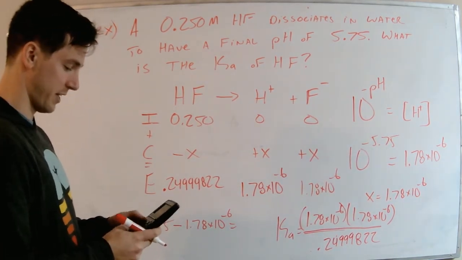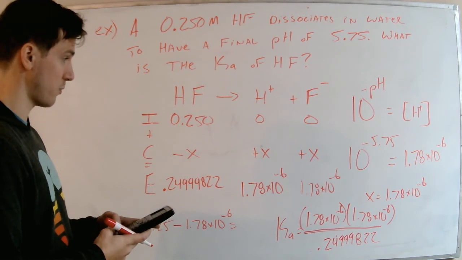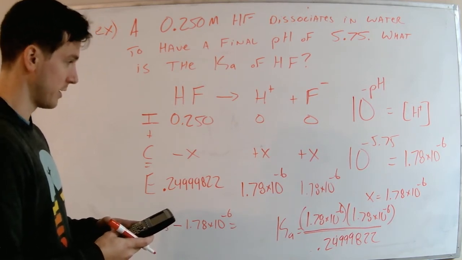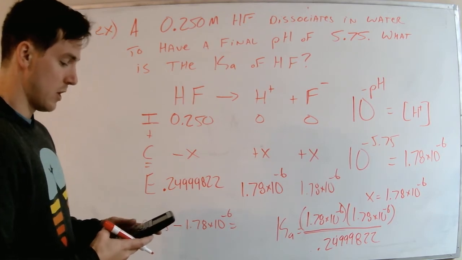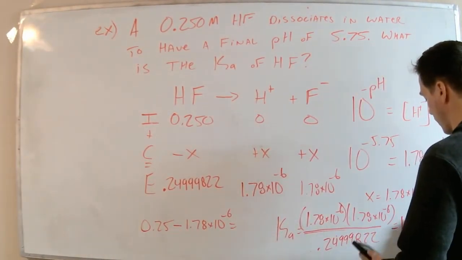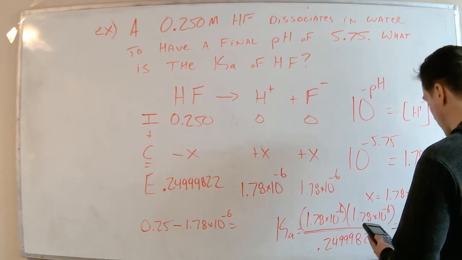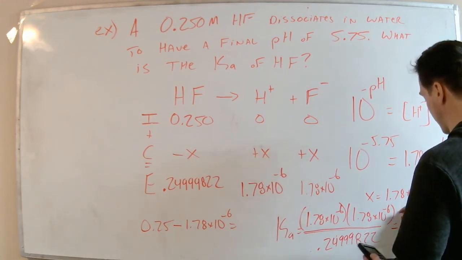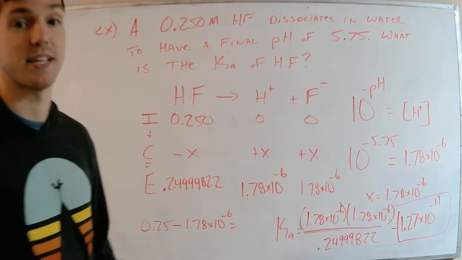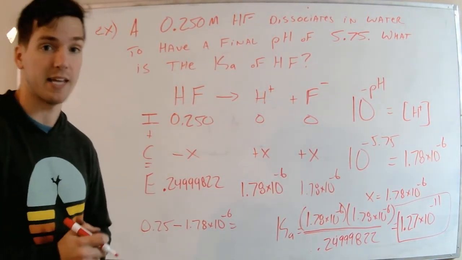So 1.78 times 10 to the negative 6, squared to save some time, divided by 0.249998822 will give me a Ka of 1.27 pretty much times 10 to the negative 11th. 1.27 times 10 to the negative 11th. That is my Ka.